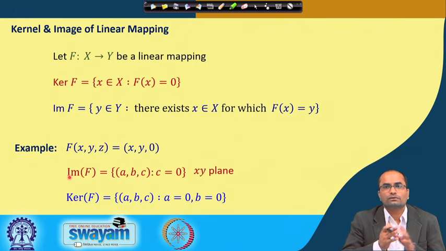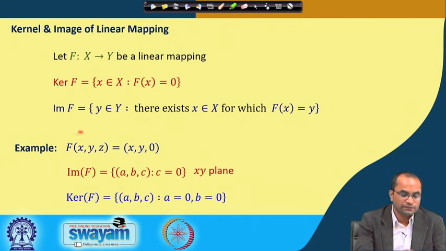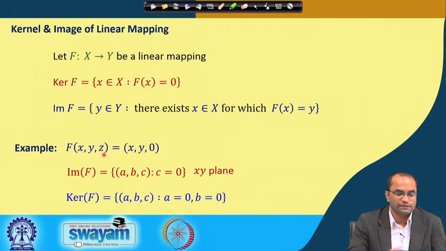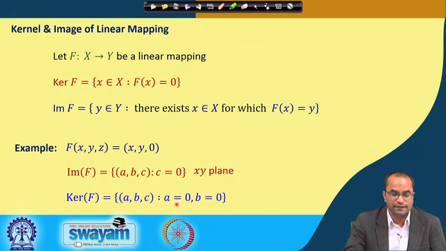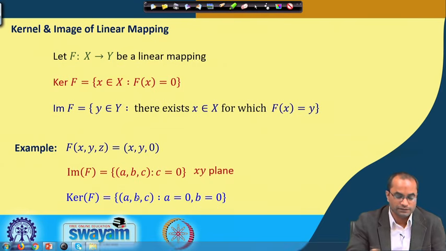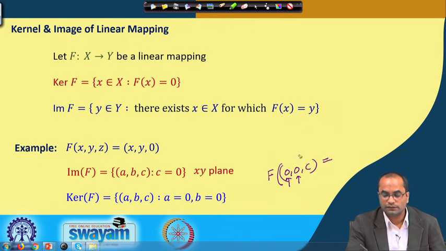The kernel consists of those points from x whose map is 0. As per the definition of this linear map, any point (x, y, z) maps to (x, y, 0), the third component being set to 0. So we want all those elements in x whose map is the 0 element. If we take a point (0, 0, c) with the first and second components 0 and apply this map, we get the (0, 0, 0) element, which is the 0 element in R 3.